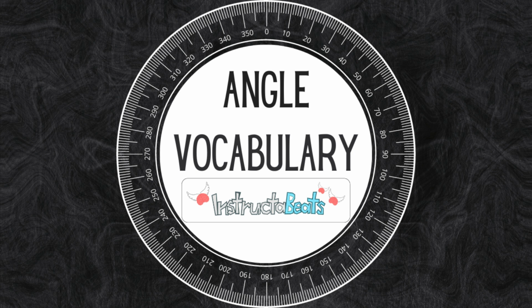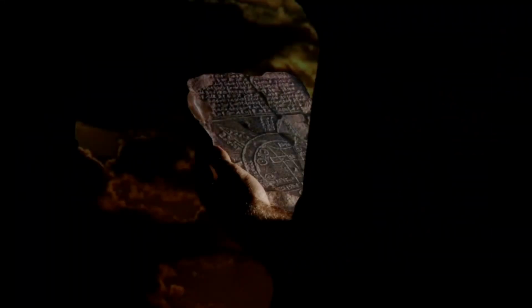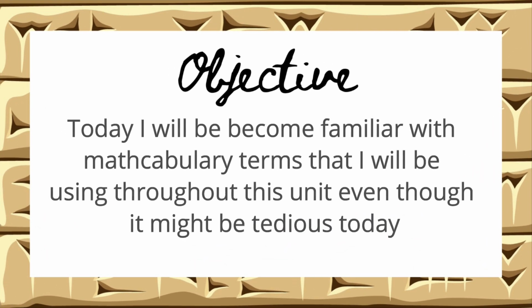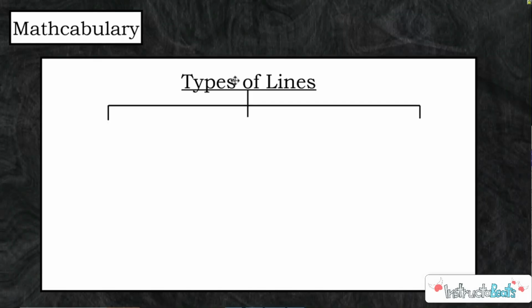So this is the very first lesson in our angle playlist. We've got to preload with some angle vocabulary. Let's unveil what our objective is today. All right, our objective from the Babylonian tablet: today I will become familiar with vocabulary terms that I will be using throughout this unit, even though it might be tedious today. I can't promise you today's going to be the most fun math lesson you've ever done, but sometimes it's important just to know vocabulary to help you throughout the rest of what you're going to be learning.